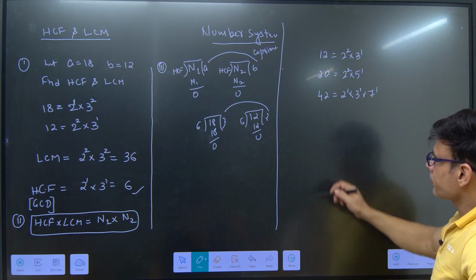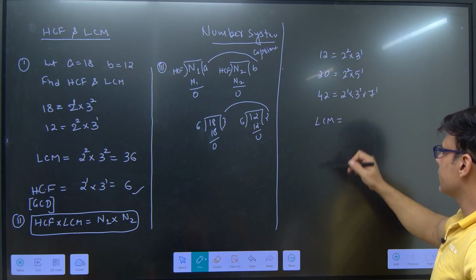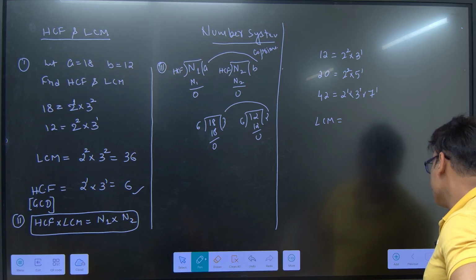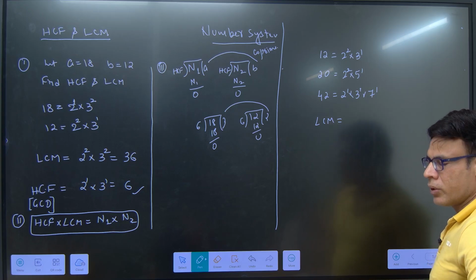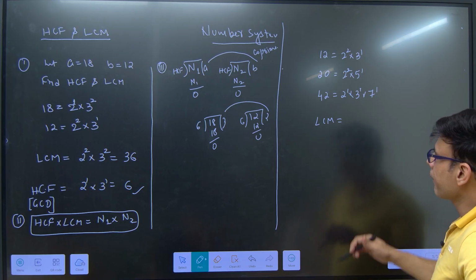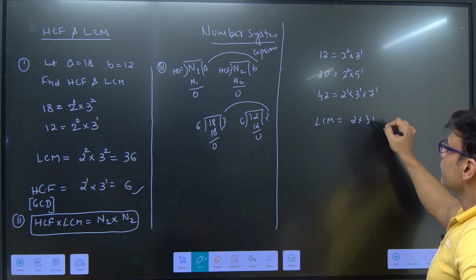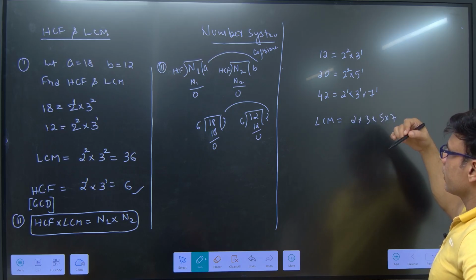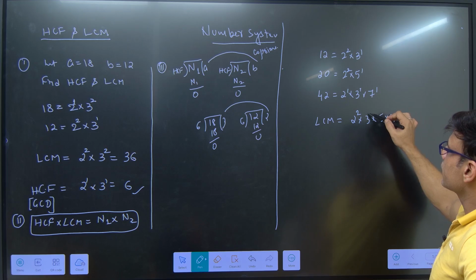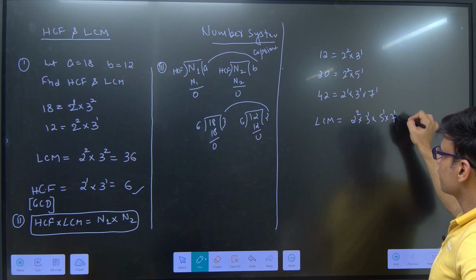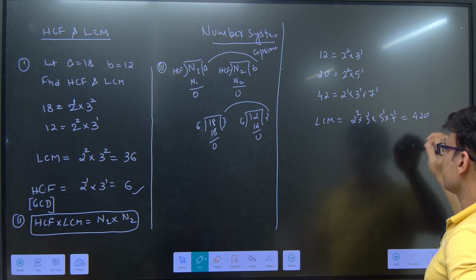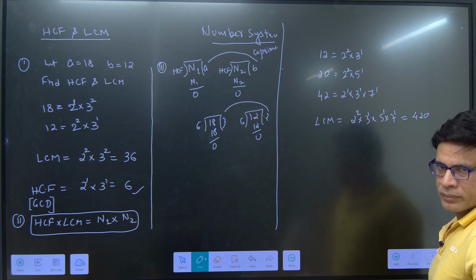LCM. Now for 3 numbers, for LCM remember simply: write down all the prime factors which you can see. Which are the prime factors you can see? 2, 3, 5 and 7, and raise them to their highest power: 2 is 2, 3 is 1, 5 is 1, 7 is 1. How much is it? 420. Right?